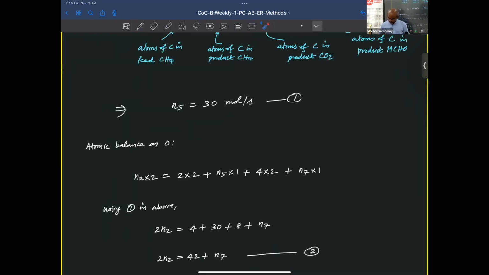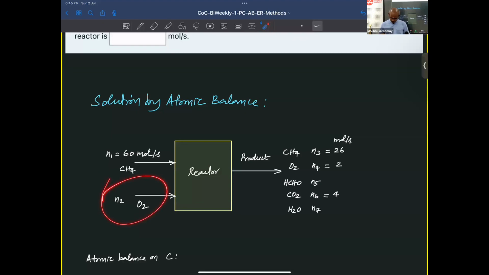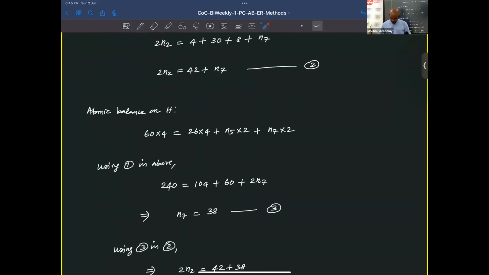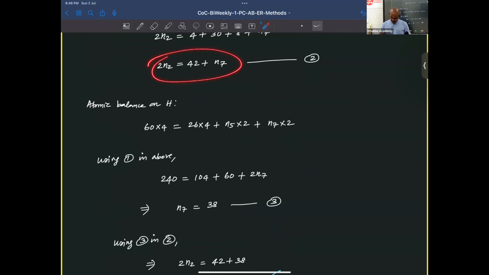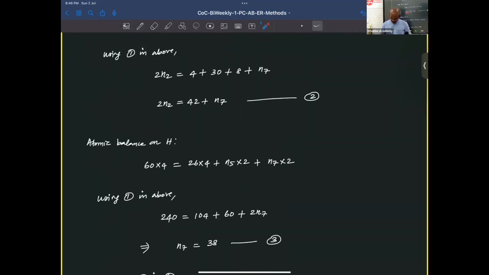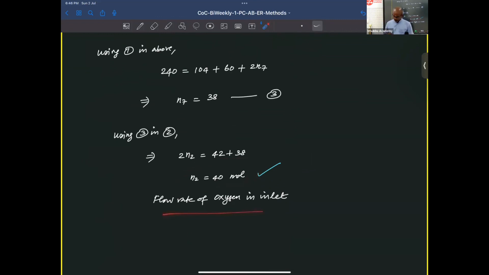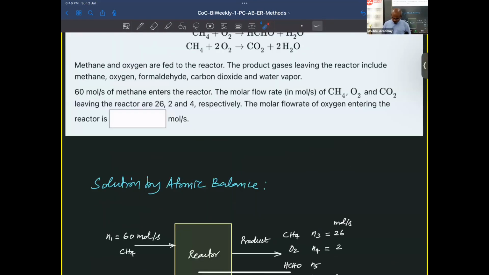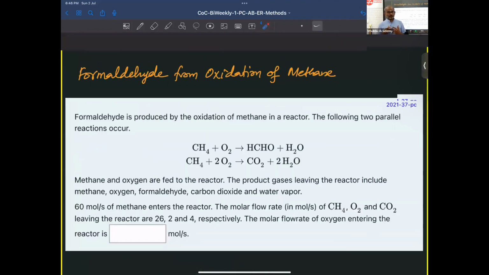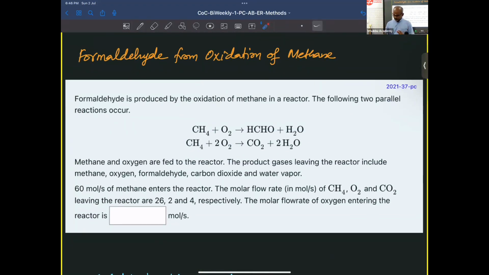So what is this N7? N7 is H2O, but what is needed is O2. So N7 is now available. Substituting this N7 in the balance on O, we will directly get N2, the flow rate of oxygen in the inlet. That is the needed result. Of course, the calculation appears lengthy, but it is very straightforward. How many equations are to be written? It is based on the number of atoms available here. So we have carbon, hydrogen, and oxygen. These are the 3 atoms involved, so you'll have these 3 balances. And if you write the balances, the results come automatically.